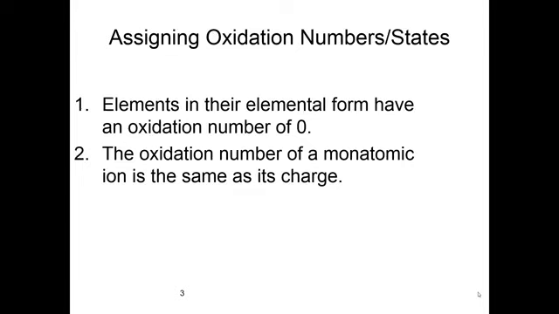The first rule for assigning oxidation numbers and states is that elements in their elemental form have an oxidation state or oxidation number of 0. The oxidation number of a monoatomic ion is the same as its charge. So a sodium ion in sodium chloride has a 1+ charge, and it has a +1 oxidation number. Notice that in the oxidation number, I list the charge first, then the number. And in a charge, I list the number first and then the sign.